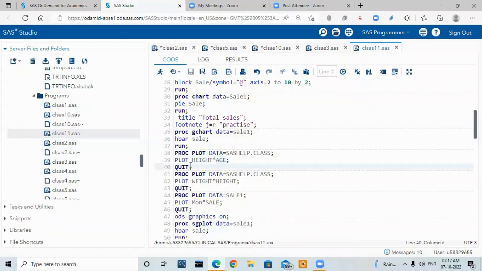And here in the plot we are using QUIT instead of RUN, right? Where have we used the same before? Do you remember? Instead of RUN, we used QUIT in another procedure also: proc SQL. We completed the proc SQL with QUIT. Same here, instead of RUN we are using QUIT. Okay, now I'm running the program. Just see the result.